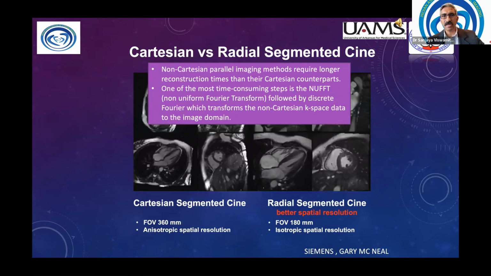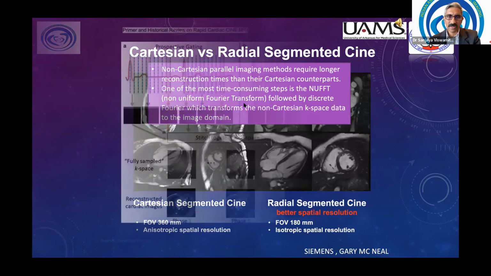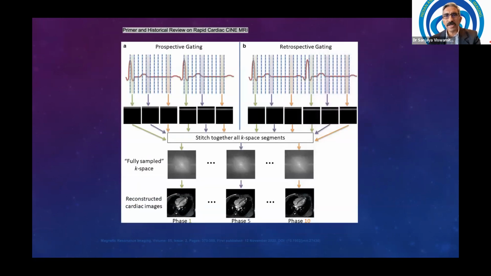As I mentioned to you, the problem with radial filling and some of these non-Cartesian imaging methods is that they are time consuming because they use non-uniform Fourier transforms. It's a bit more complex method of reconstruction. So what do we do in cardiac imaging? Typically, we either use prospective or retrospective gating.